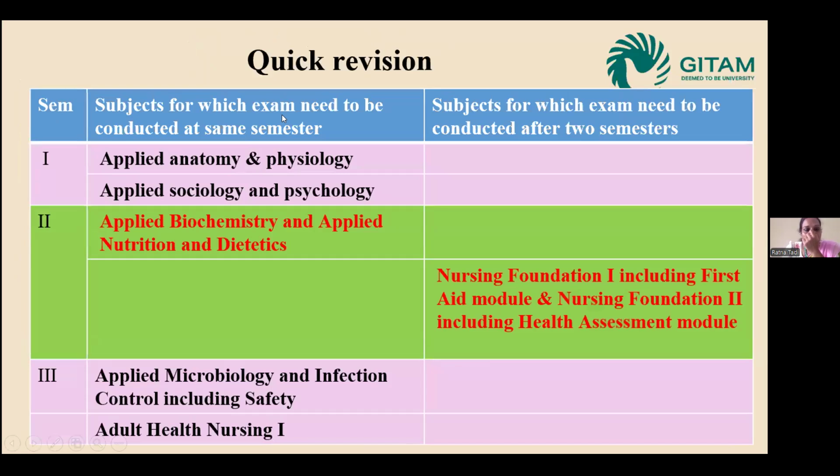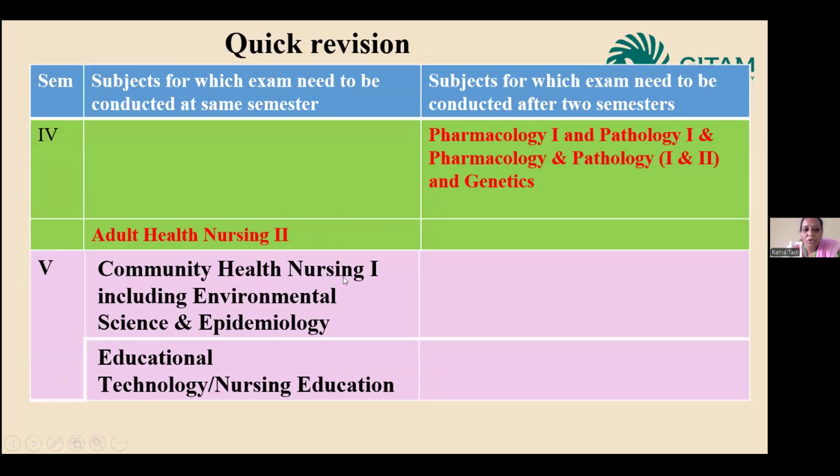So what are the subjects? I divided them, and I gave a color variation: all even semesters in red, and the odd semesters in black. I had also given clarification on which subject has a practical exam after 2 semesters. First semester we have anatomy, physiology, applied sociology, psychology. Second semester, applied biochemistry and applied nutrition and dietetics. But the NF exam will be conducted after 2 semesters.